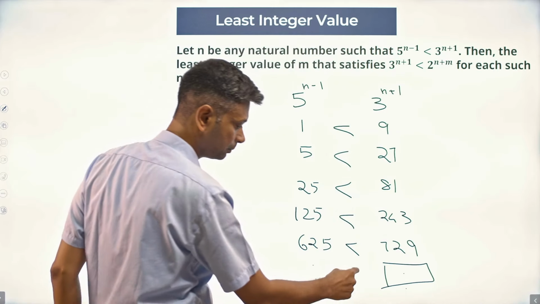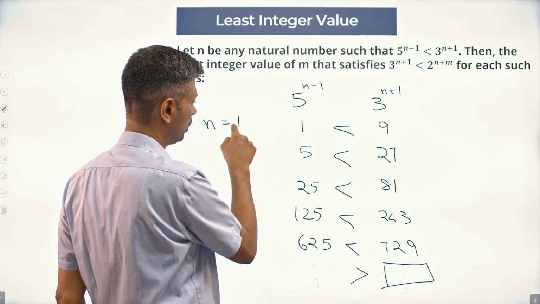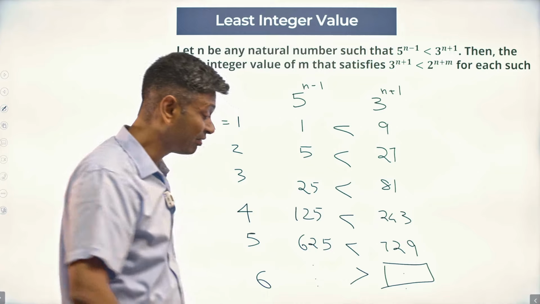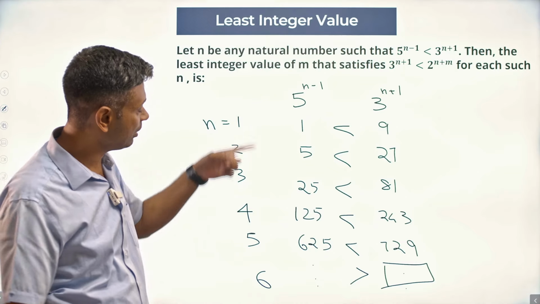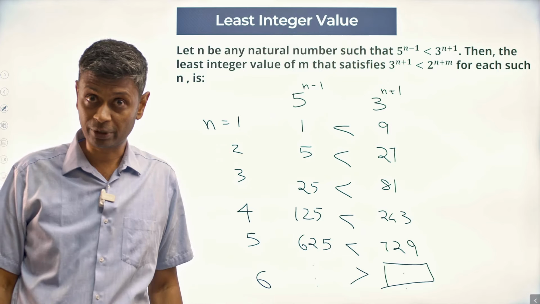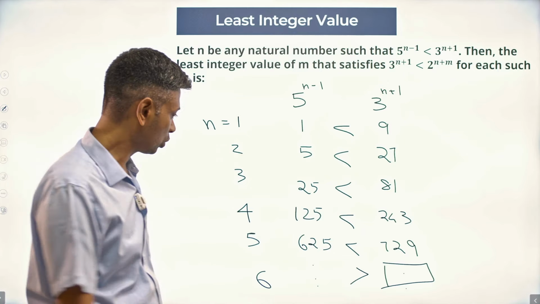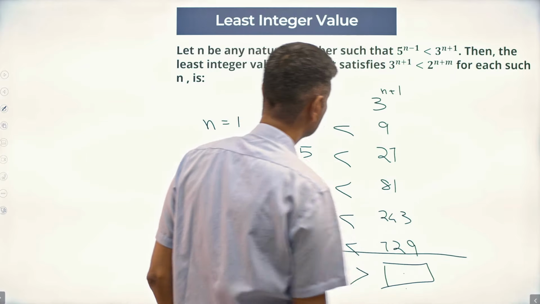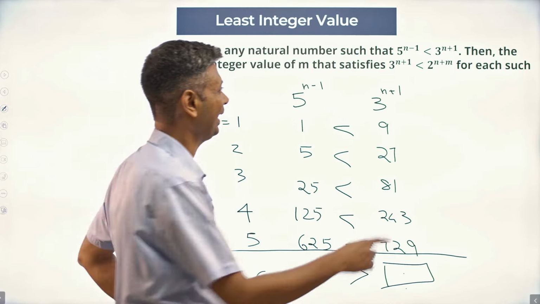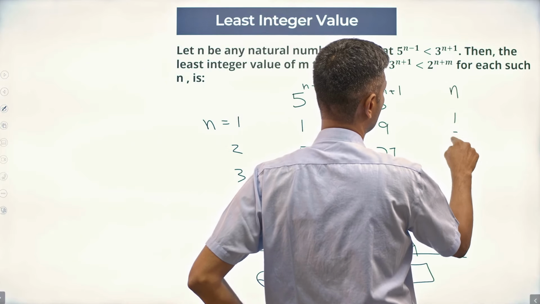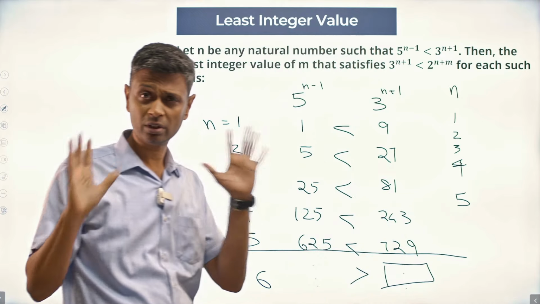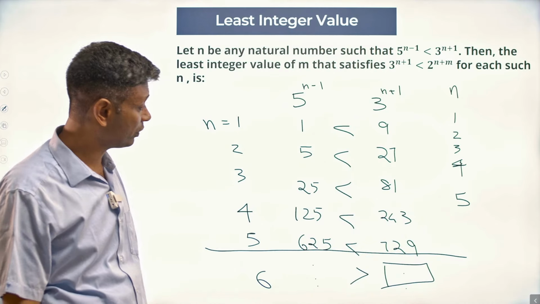This is greater than this. N equal to 1, 2, 3, 4, 5, 6. From 6 onwards, 5 power n minus 1 is greater than 3 power n plus 1. And so till 5, this holds good. 5 power n minus 1 less than 3 power n plus 1. N could be 1, 2, 3, 4 or 5. One of these. Right? 1, 2, 3, 4, 5 all works.